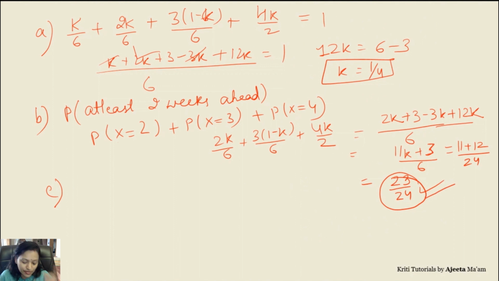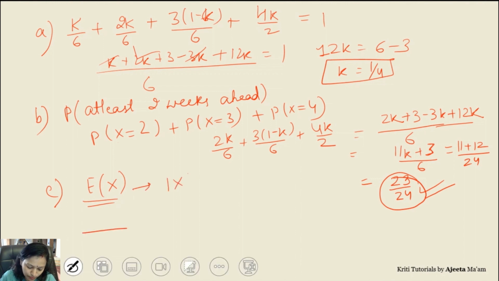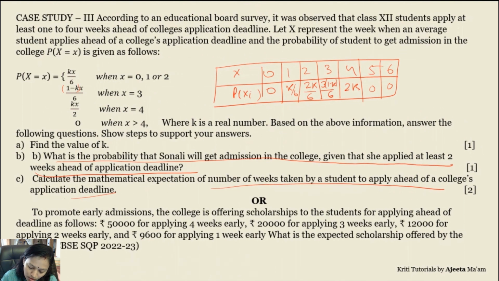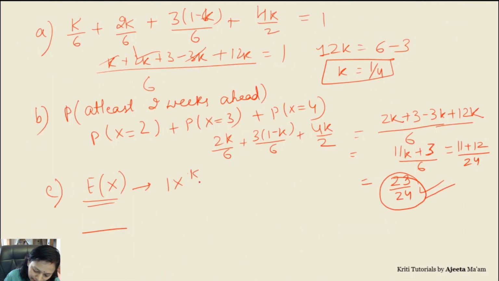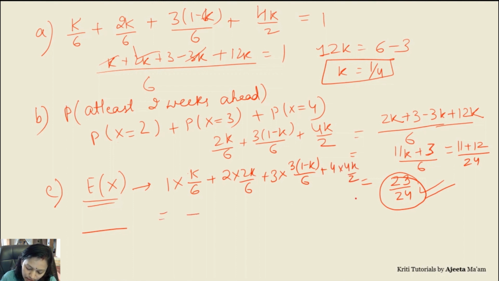Now we have the same mathematical expectation, expected value निकाल दीजिए. So expected value निकालने के लिए हमें क्या करना है? 1 into 1/24, and then 2 into this and all. So let's do it. Right, this is what we have. Correct. So let's calculate this first.